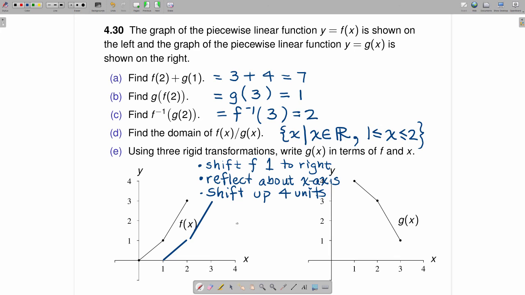So let's try to do that all here in one equation. Here's how you do it. g of x is equal to, first of all, how do we do the shifting 1 unit to the right? Well, that is going to be f of x minus 1. How do you reflect about the x-axis? That's done by negating here. And finally, how do you shift that particular graph up 4 units? Plus 4. So this equation right here has g of x written in terms of f and x.